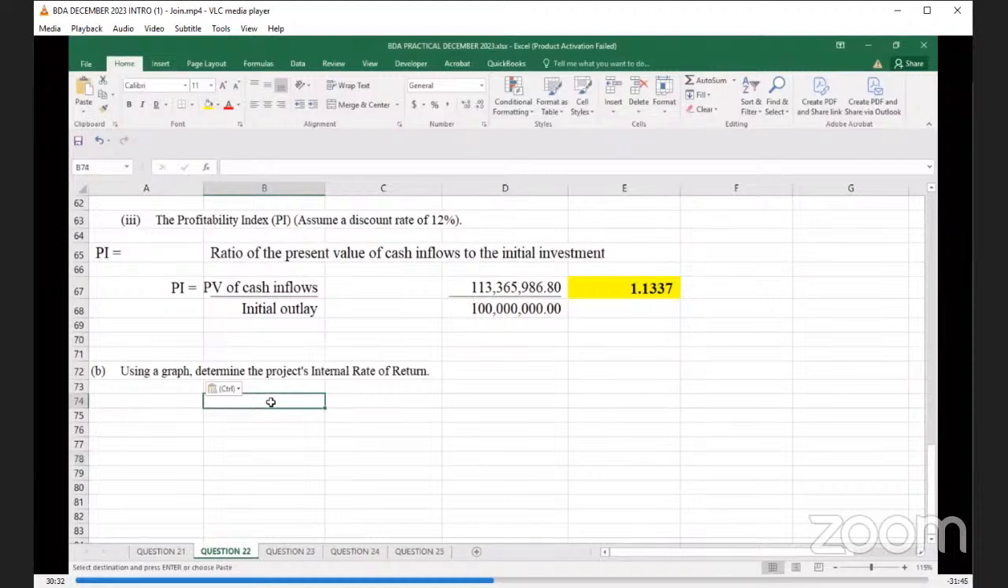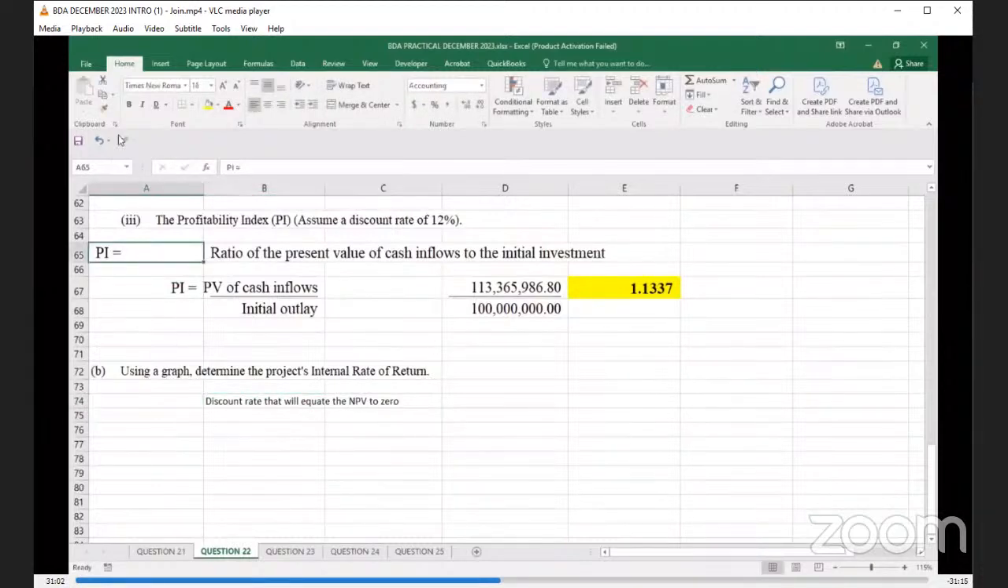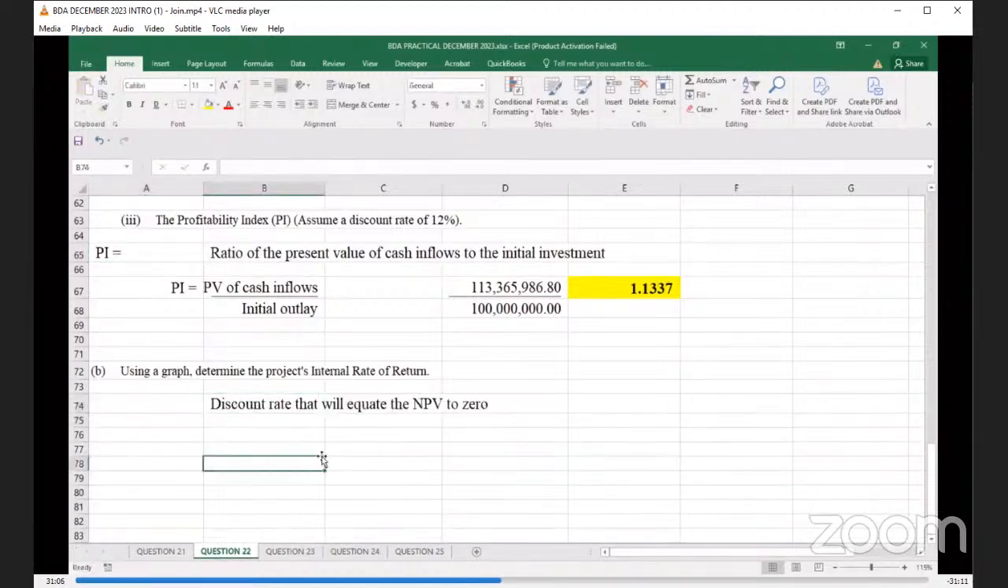IRR implies that this is a rate that equates our NPV to 0. These are discount rates that will equate the NPV to zero. So the question is, how will we determine this rate? Remember, if you had attended the class on the graph, this would have been very easy.